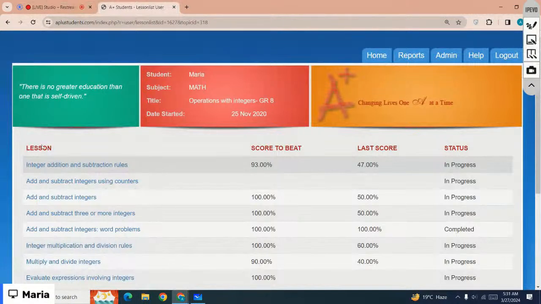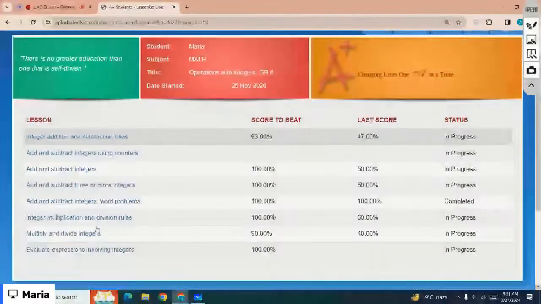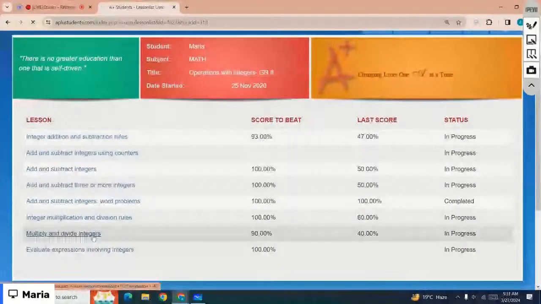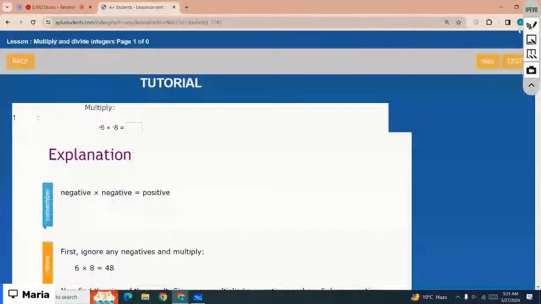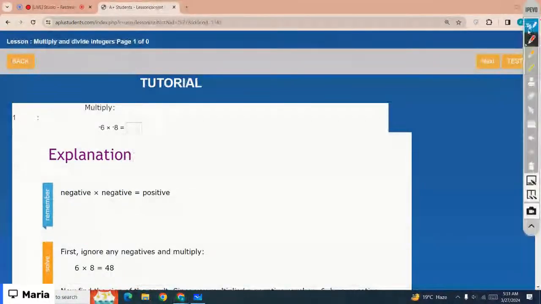The next lesson is evaluate, multiply and divide integers. Now we have to apply the rules we have learned in this lesson and multiply or divide integers, right? Start with the first one, negative 6 times negative 8. Both the numbers have a negative sign, so the answer must be positive. Simply multiply 6 times 8, which is 48, right?